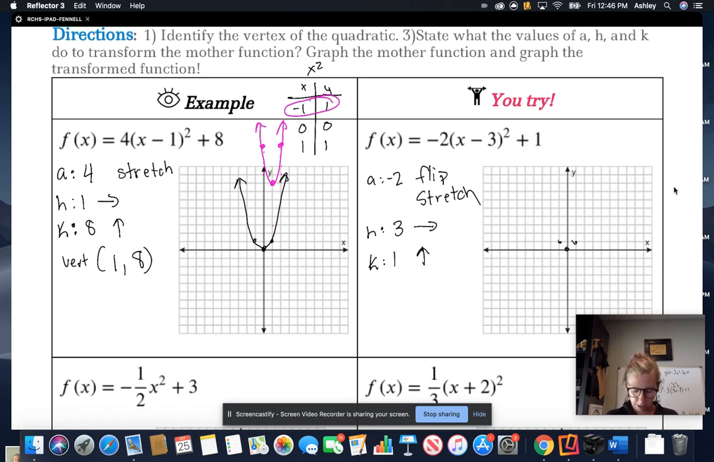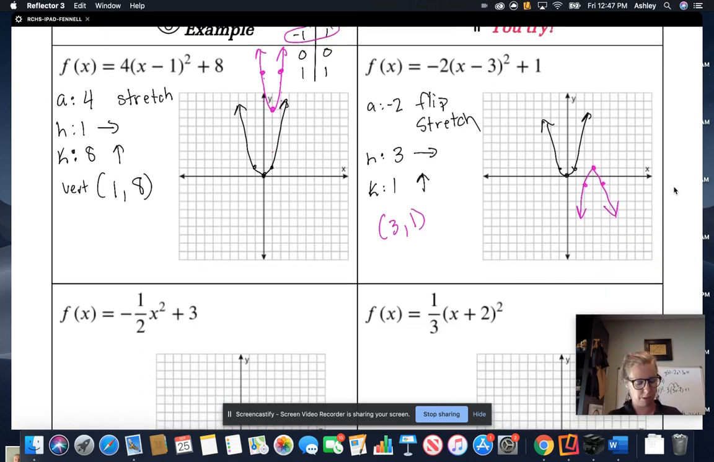Again, we know that our mother looks like this. And then I'm going to start by graphing the vertex of my new function. So again, my vertex is going to be at (h, k), so (3, 1). So I'm going to go over 3: 1, 2, 3, up 1. And there is my new vertex. Now this is going to be flipped upside down, and every output will be doubled. So normally I'd go over 1, up 1 if it were the mother, but now I'm going to go over 1, down 2, over 1, down 2, and of course that's symmetrical. And again, if you need to be creating a table for these, absolutely do that. So create a table if you need to.